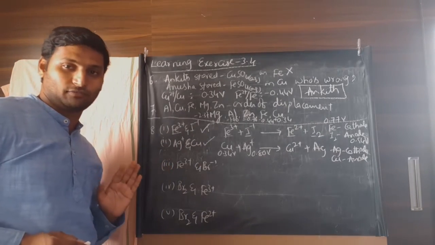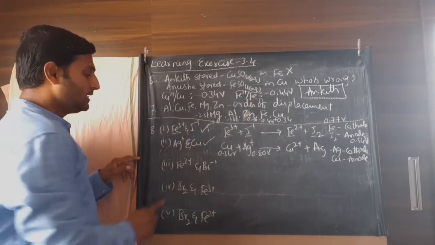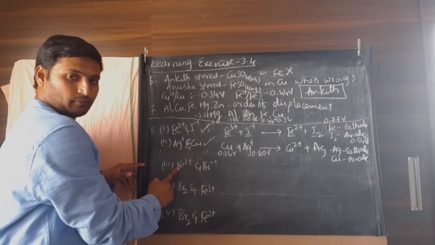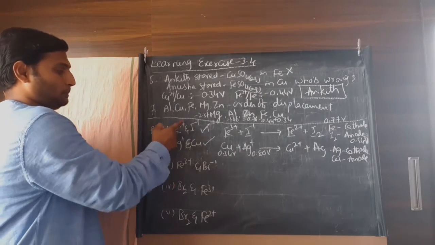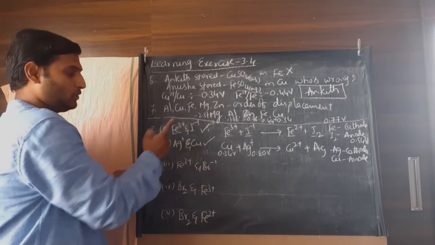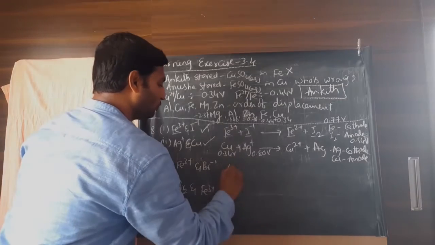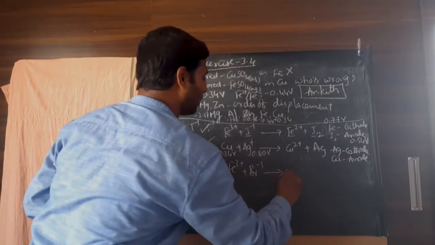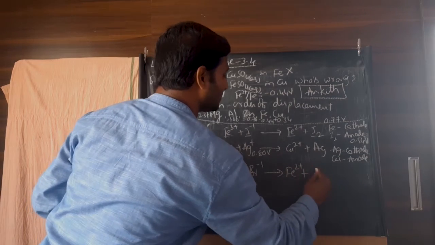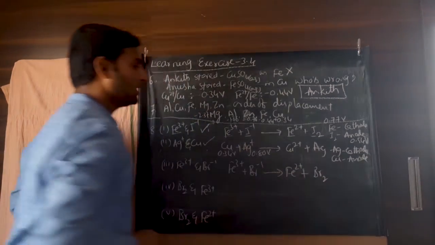Move on to the third part of this question. See, ferric ions and bromide ions. Now, similar to this one. Absolutely similar to this one. So, ferric can undergo reduction, bromide can undergo oxidation, and the products would be ferrous plus bromine.